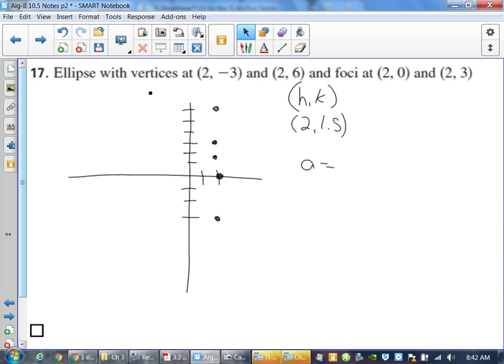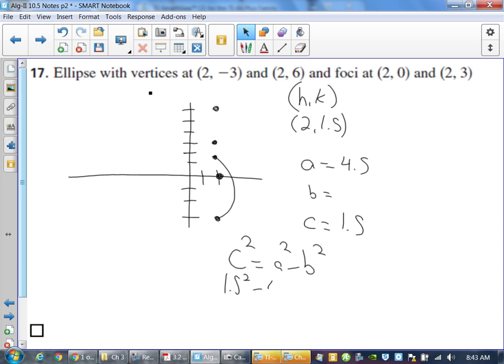Our A value is center to vertex. So here's 1.5, 2.5, 3.5, 4.5. Our B value we don't know, but we know our C value is 1.5. The ellipse has a generic equation with a plus in between the two, so the relationship will be minus B squared. Remember, it's always going to be the opposite. That's the easiest way to remember it. So C squared is A squared minus B squared. So 1.5 squared minus, or is 4.5 squared minus something.